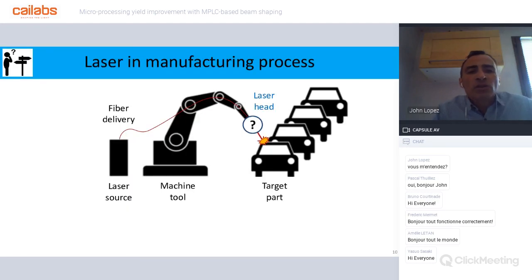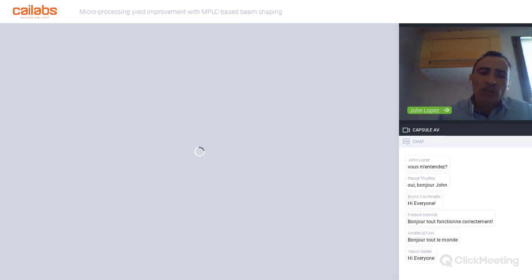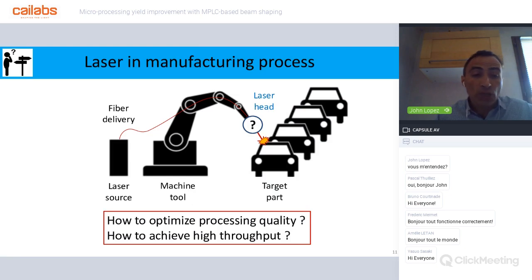So if we consider a laser in a manufacturing process, we have the laser source, the machine tool, and the target. The two main questions are the following. First, how to optimize the processing quality. And second, how to achieve high throughput.